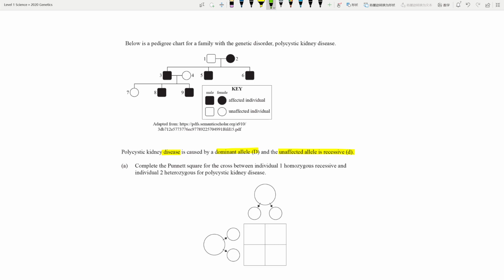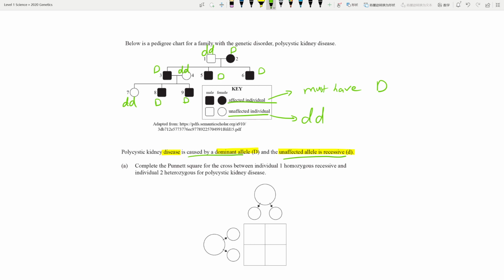If this is the dominant allele, let's read it again: affected is dominant, so the affected individuals must have at least one capital D. So this has capital D and something else, capital D and something else, capital D and something else, capital D capital D, capital D and something else. We don't know what the other one is. For someone to be unaffected, they have to be homozygous recessive, so small d, small d. If you have trouble with pedigree charts, have a look at my pedigree chart videos. Hopefully that will make more sense.